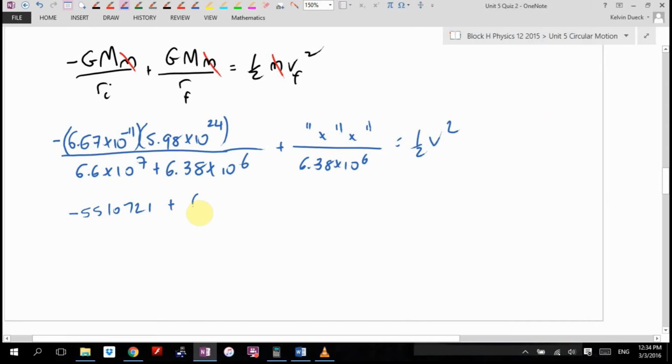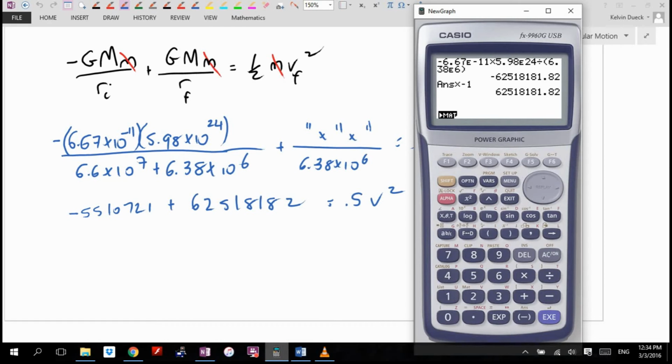6251818. That equals 0.5 v squared. Now I'm home free. I'm going to add negative 5510721. That gives me that. How would I get the v by itself? What will I do with the 0.5? Divide it, or I could times by 2, same thing. I'll go divide by 0.5.